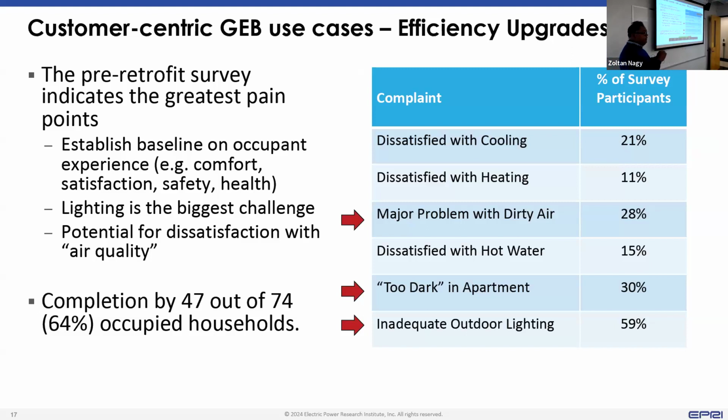They didn't quite relate to the fact that air being dirty is a function of the fact that their HVAC system is not great, right? This is where the disconnect happens. They don't quite understand the causal relationships between why something is happening and what they are able to do to make it better. So that is what you saw before we went and upgraded the community.